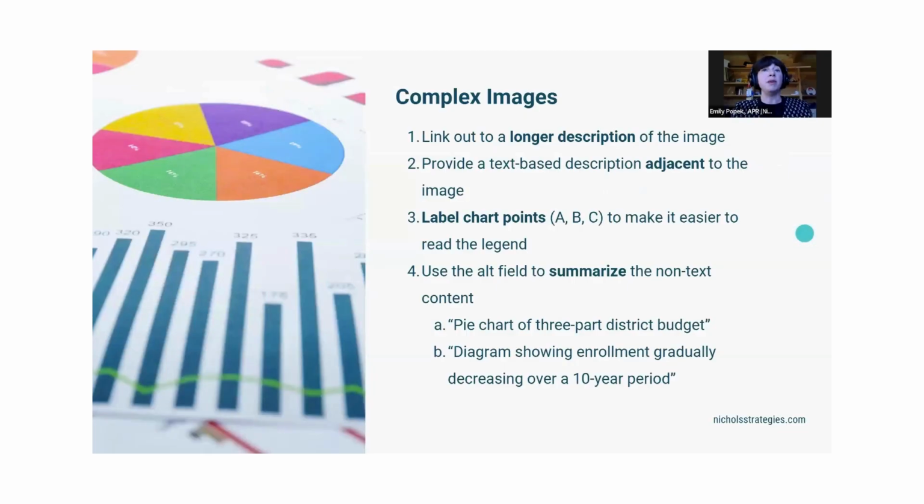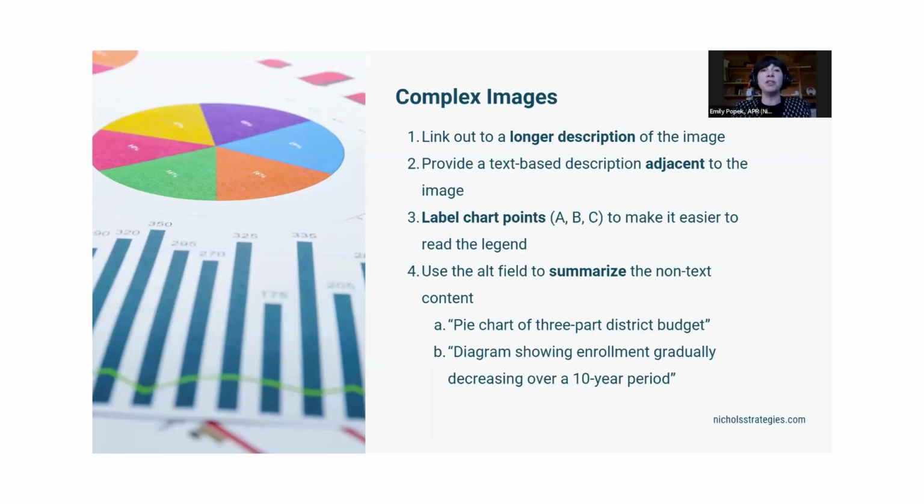Now, what about something more complex, a chart, a graph, an infographic, something that can't be summed up in just a few words? So here's a few considerations to keep in mind, and this is going to depend on the complexity of your image and whether it's a document versus a web page. If you're in an HTML environment, one option would be to link out or to provide a longer text-based description via either a link or what's called a longdesc attribute. This is sort of like an alt text attribute, but it's specifically to provide a longer description for non-text content.